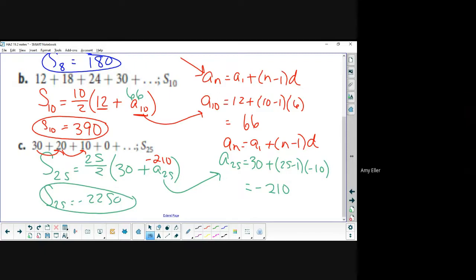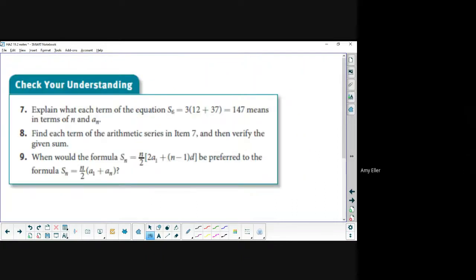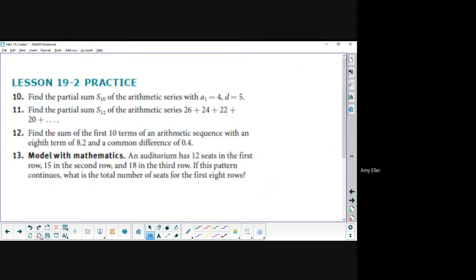Who likes doing it this way with two separate formulas? Who likes one bigger formula? None? All right, I think we're ready for our homework. Oopsies.